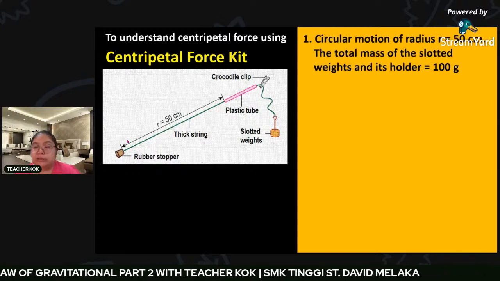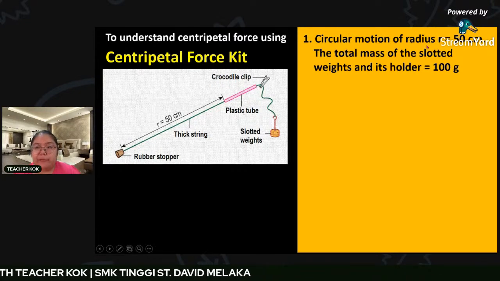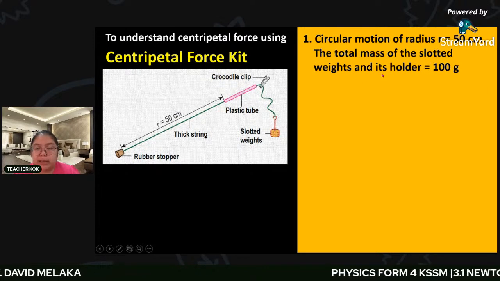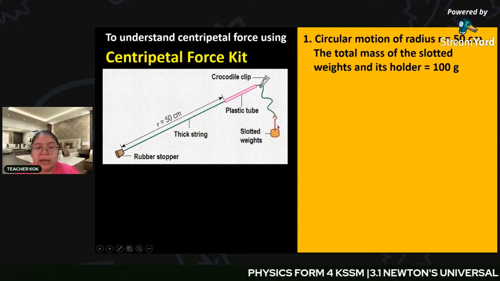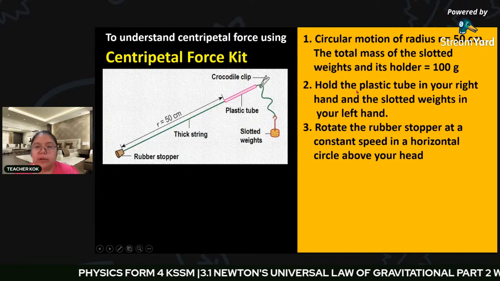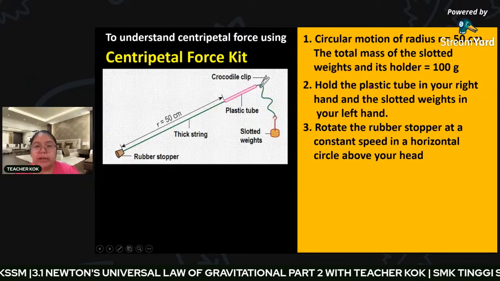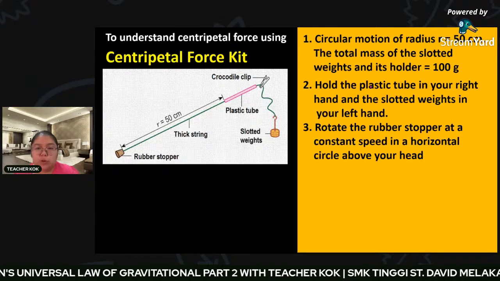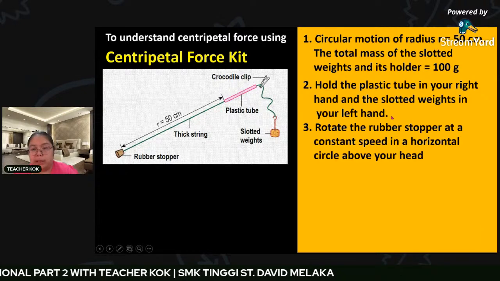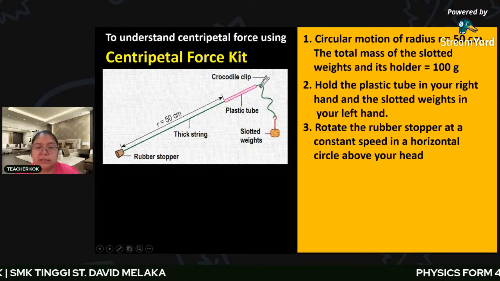Now we are going to see the explanation. Circular motion with a radius of 50 cm. The total mass of the slotted weight and the holder is 100 gram. Now you hold the plastic tube in your right hand, and the slotted weight in your left hand. Now you start to rotate.